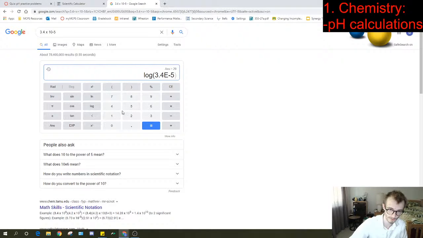Minus 5. Just like this. That is the whole thing. I just take the number and I put it in the log function. And then when I hit the equals key, something's going to pop up. Oh, look, it's some number.